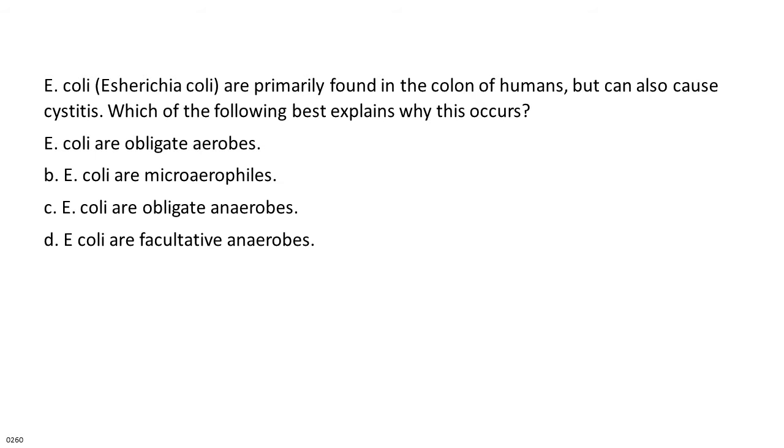E. coli, Escherichia coli, are primarily found in the colon of humans, but can also cause cystitis. Which of the following best explains why this occurs? A. E. coli are obligate aerobes. B. E. coli are microaerophiles. C. E. coli are obligate anaerobes. D. E. coli are facultative anaerobes.